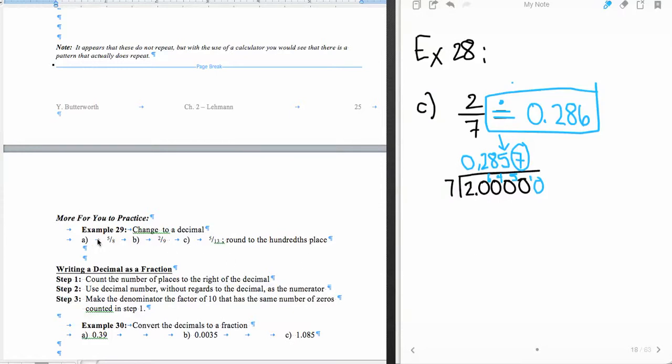All right, this is your example here, example number 29, to change to a decimal, 5/8, 2/9, and 5/13, rounding that one to the nearest hundredths place. I think you should probably pause the video right now and then wait to turn it back on until you've finished these examples. So why don't you pause?